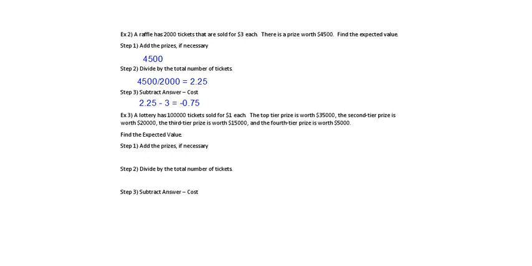All right, example 3. A lottery has 100,000 tickets sold for $1. They have prizes for 35,000, 20,000, 15,000, and 5,000. So step 1 is to add up all the prize money. We're going to do 35,000 plus 20,000 plus 15,000 plus 5,000, and that adds up to $75,000.